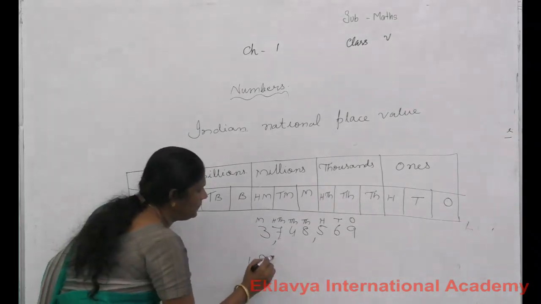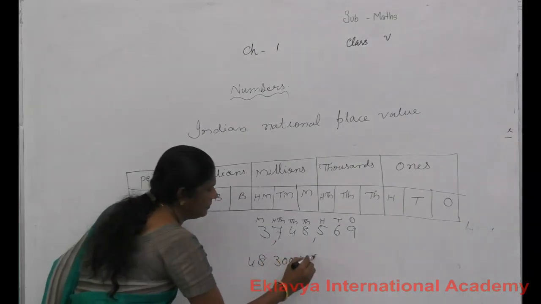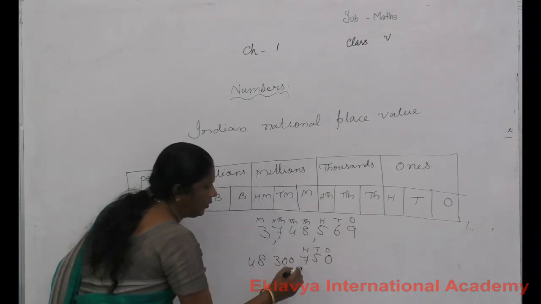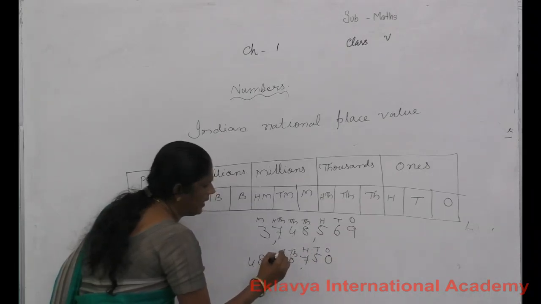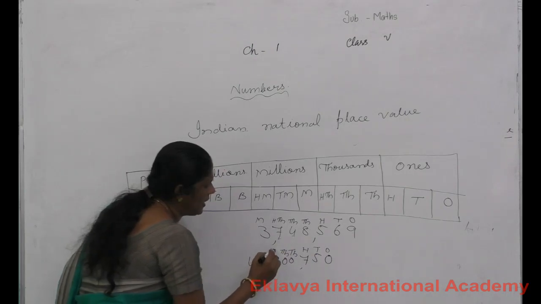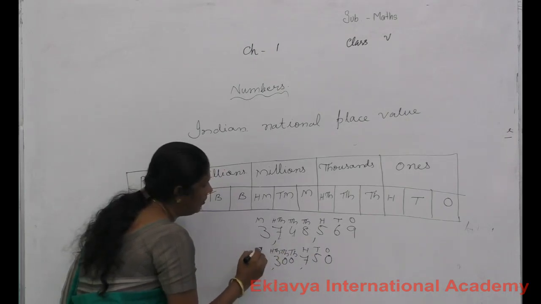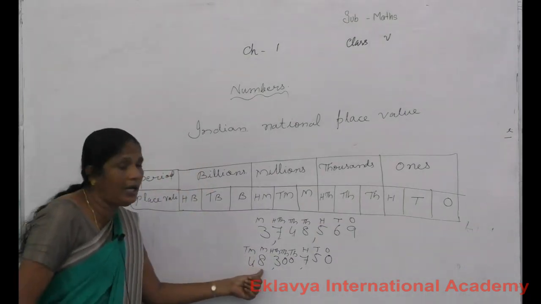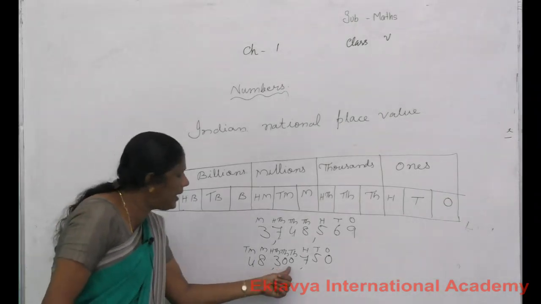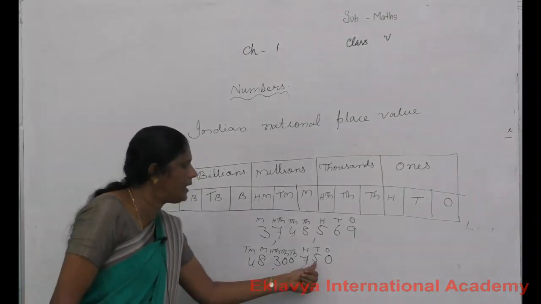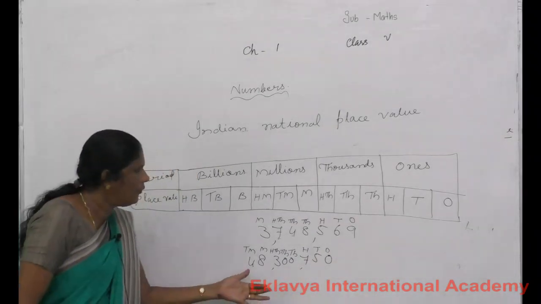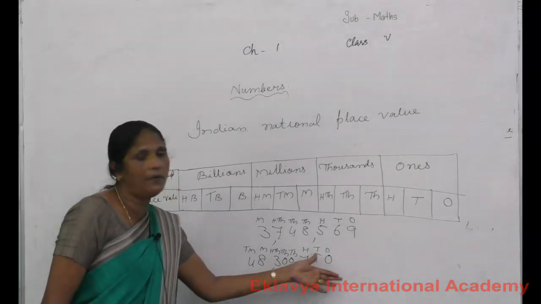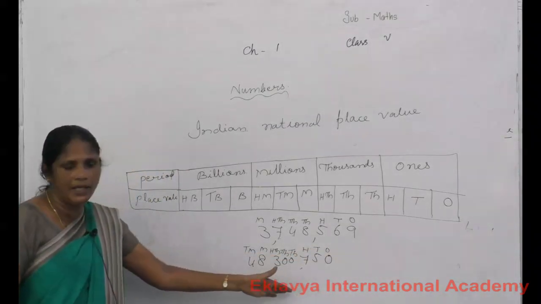Another example. Again you write ones, tens, 100, comma, 1000, 10,000, 100,000, then comma, million, 10 million. Read this: 48 million 300,000 750. Again, 48 million 300,000 750. Understand this?